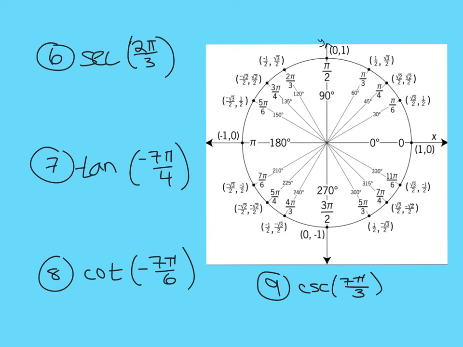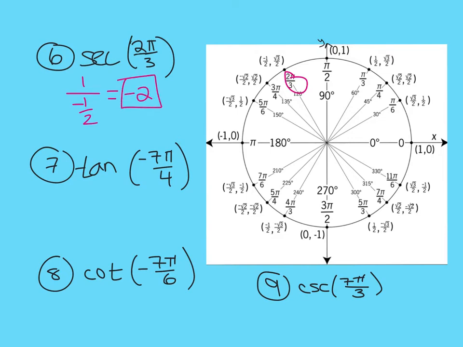So for the next few, these are a little more challenging, and since we're just starting out with them, I am going to give you the unit circle. So for number 6, secant of 2 pi over 3, this one's pretty nice because 2 pi over 3 is on the unit circle. We can see it right there. I know that secant is 1 over cosine, so I'm going to do 1 over negative 1/2. That actually ends up just being negative 2.